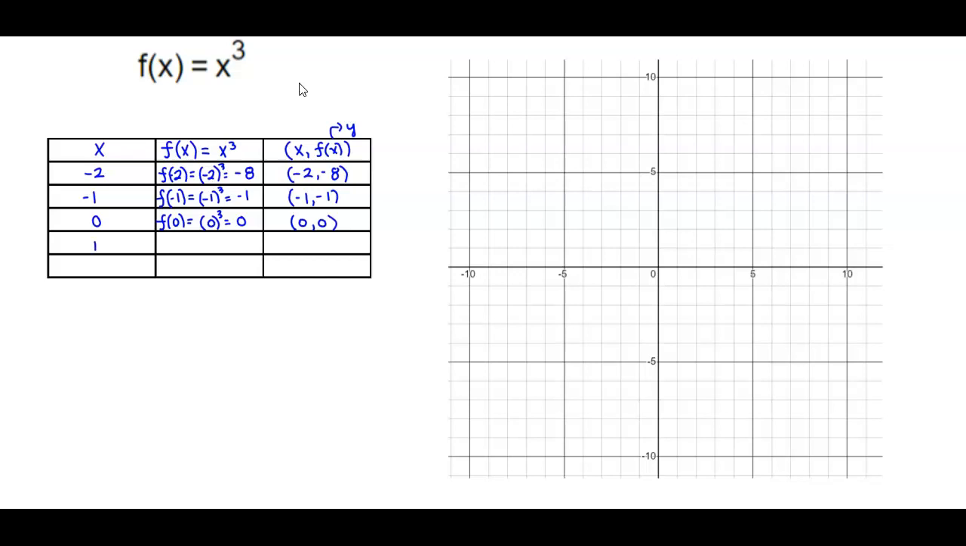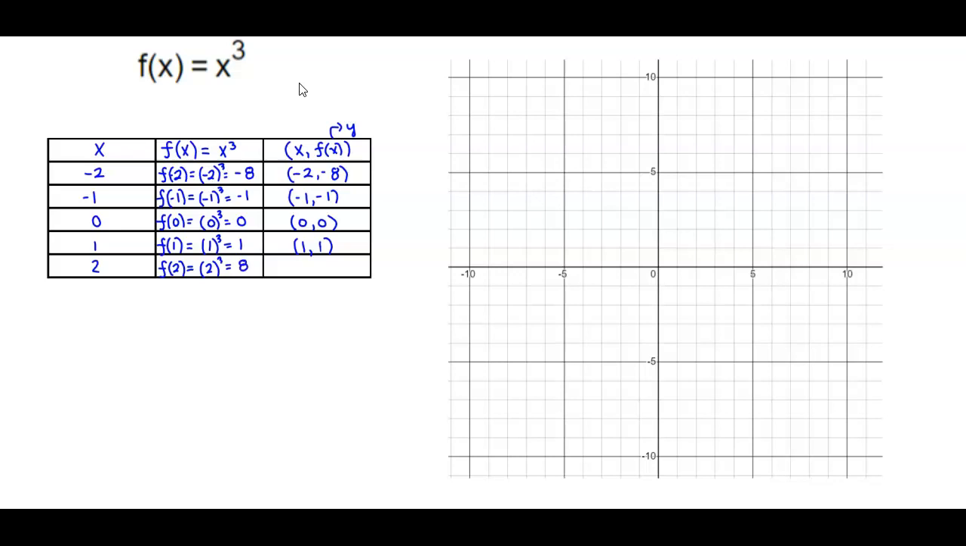Okay, let's go ahead and put in 1. We're going to find f of 1. We're going to plug in 1 for x, and then we're going to cube it. 1 times 1 times 1 gives us 1. So therefore, the ordered pair is going to be (1, 1). And let's use +2. So if we take f of 2 and then plug it into the function, 2 cubed, 2 times 2 times 2 is going to give us +8.